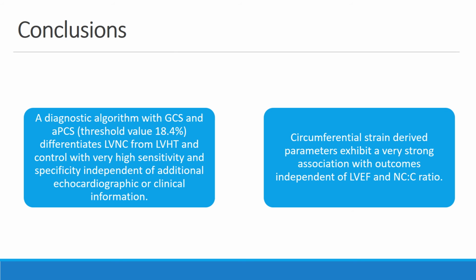In the end, we would like to conclude that a diagnostic algorithm with global circumferential strain and apical peak circumferential strain with a threshold value of 18.4% differentiate non-compaction from hypertrabeculated left ventricle and controls with very high sensitivity and specificity, independent of additional echocardiographic or clinical information. And circumferential strain derived parameters exhibit a very strong association with outcomes independent of ejection fraction and non-compacted to compacted layers ratio.